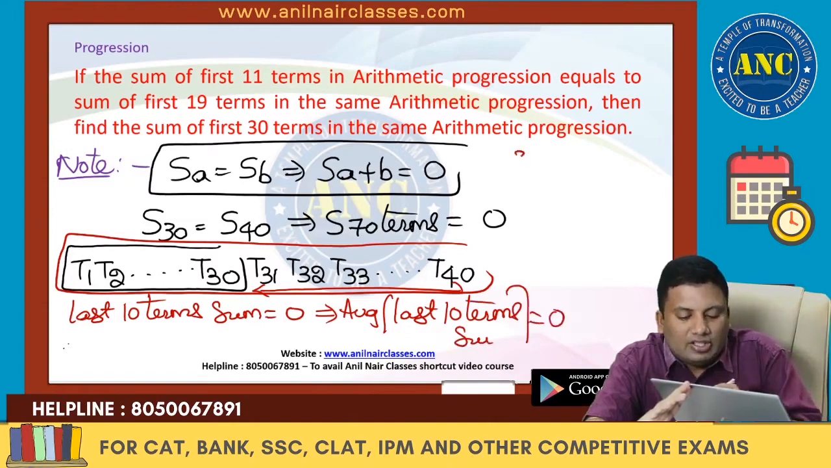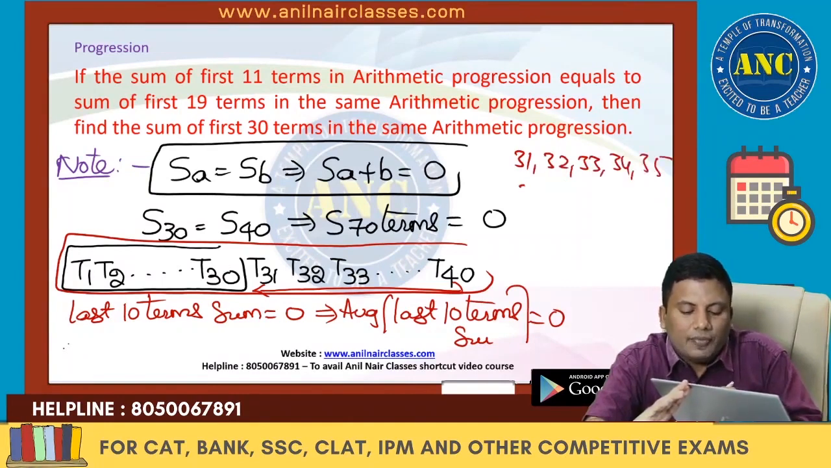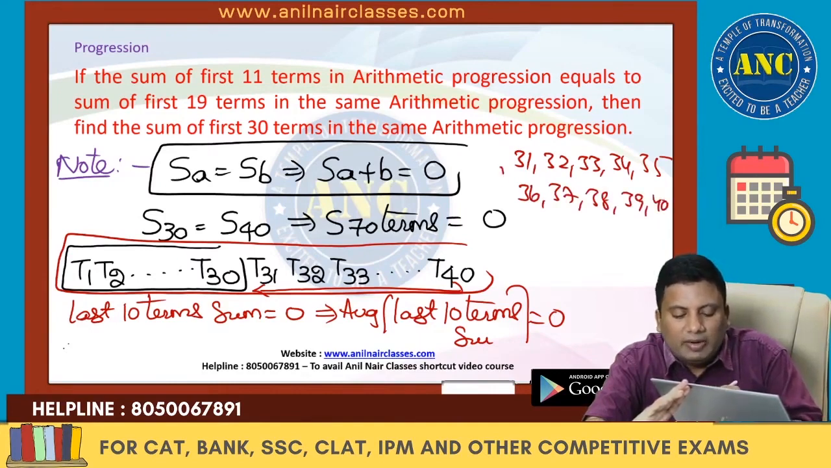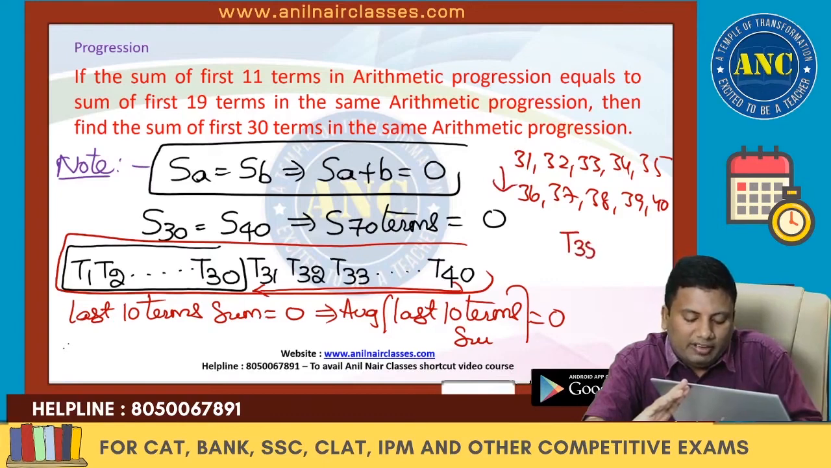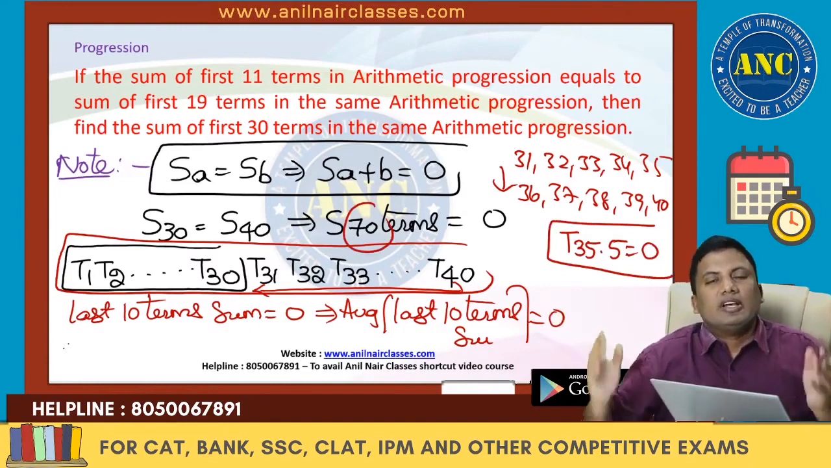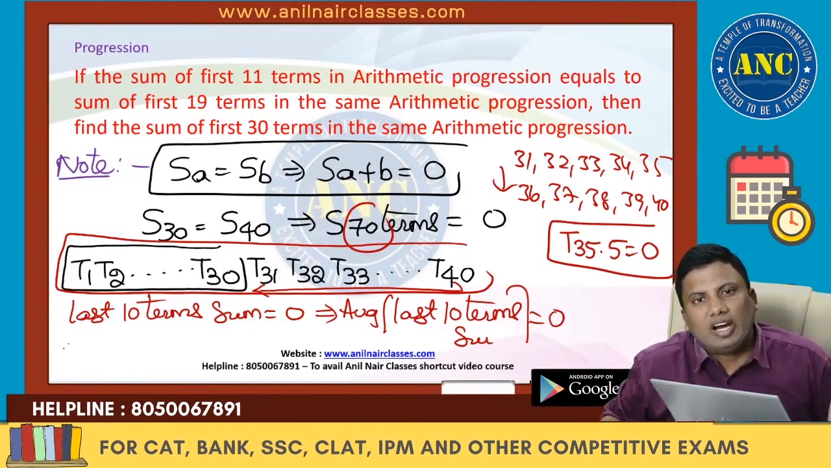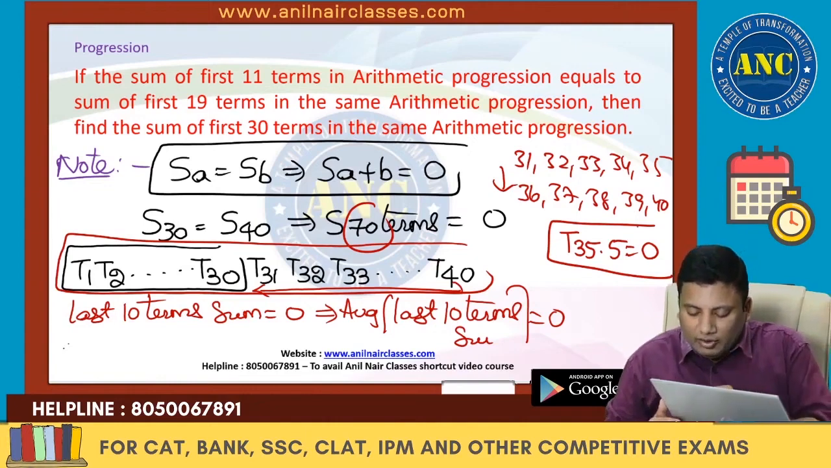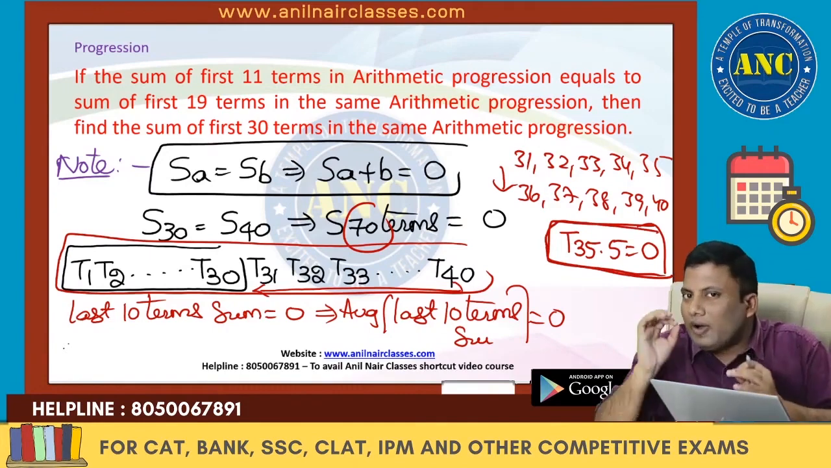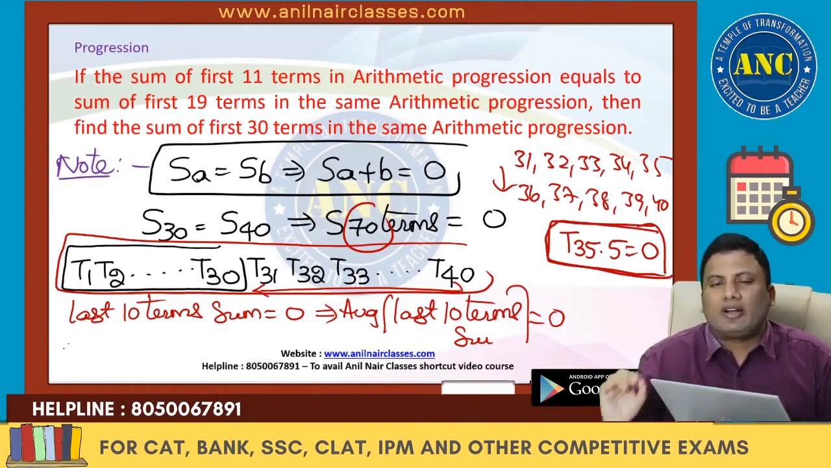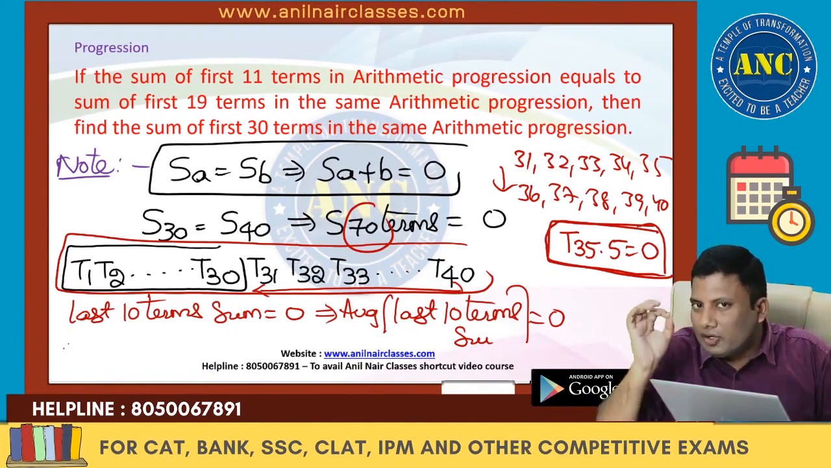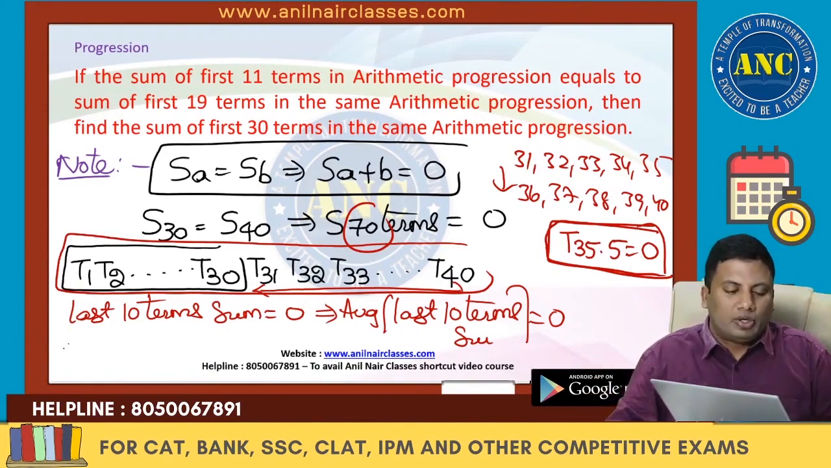What is the average? 31, 32, 33, 34, 35, 36, 37, 38, 39, 40. What is the middle value? T35.5. If T35.5 is 0, 70 terms means 35 to the left, 35 to the right. Middle value is T35.5. It is also 0. So S_A equivalent to S_B, S_(A+B) equivalent to 0.